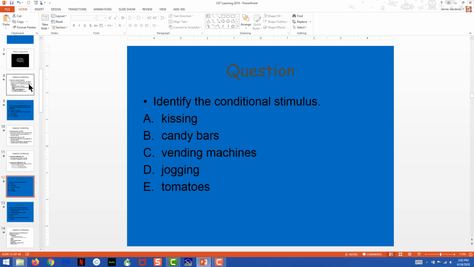So let's take a look at a couple of questions here. Identify the conditional stimulus from this list of possibilities. Now, you may be able to make an argument for any one of them, but there's one particular answer that is clearly the best.